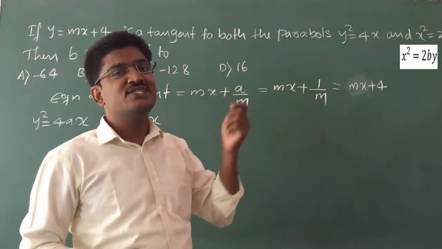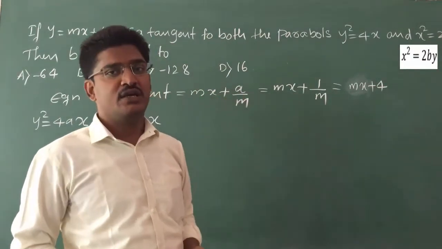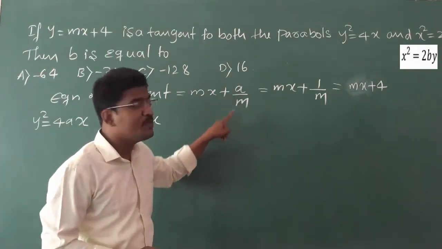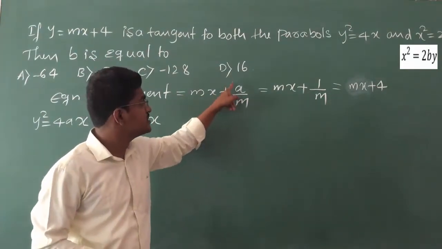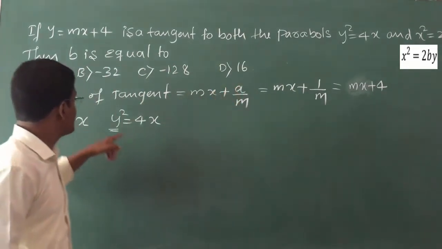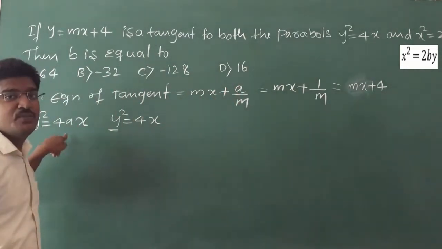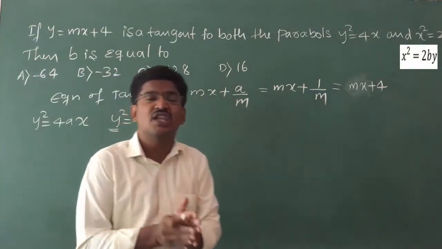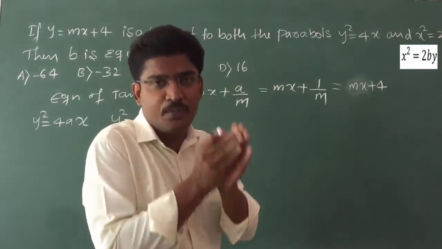I will use my general equation of tangent. General equation of tangent is what? Mx plus a by m. As you all know, m is slope, a is the value given in the parabola. Clear? So now mx plus a by m is the general equation of tangent to the parabola.